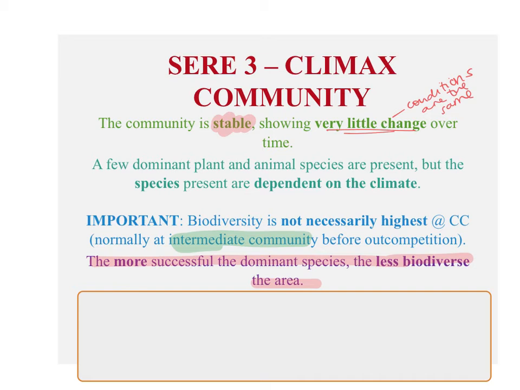So if we think back to the example of the oak tree versus the shrubs, if the shrubs manage to wrap their roots around anything else that's around, they're going to effectively take out all of the other plants in the area. They're going to be really, really dominant, really, really successful in that ecosystem.